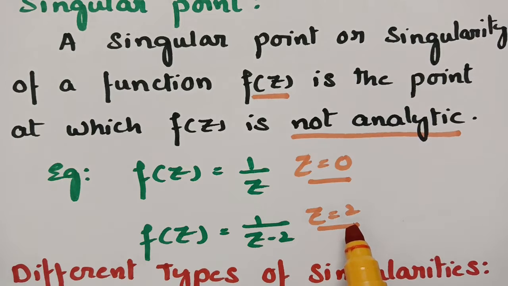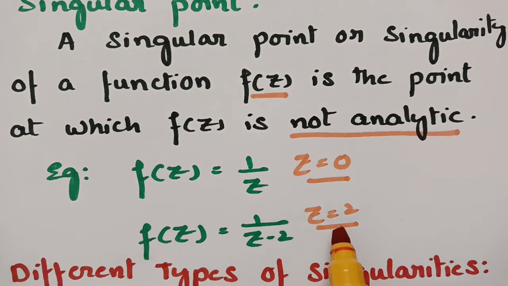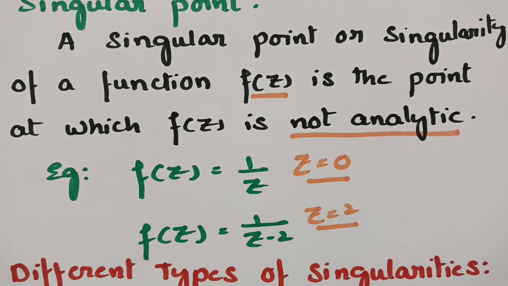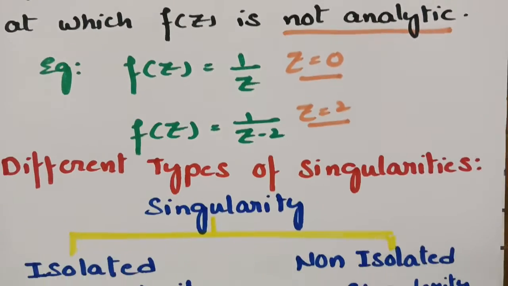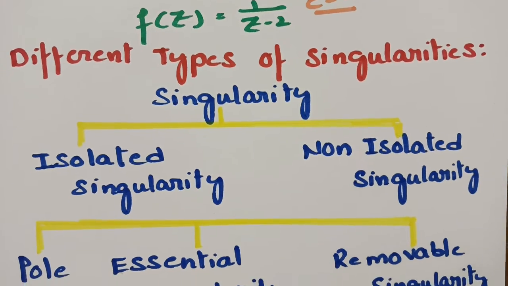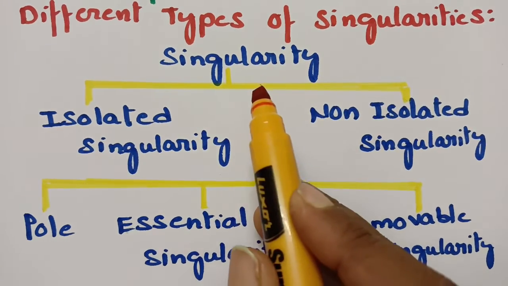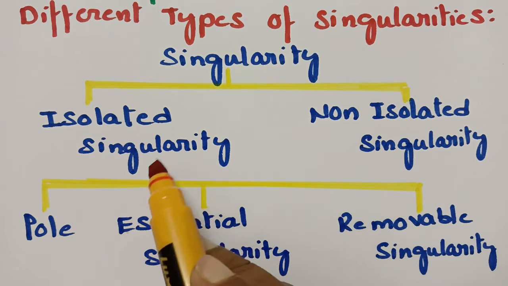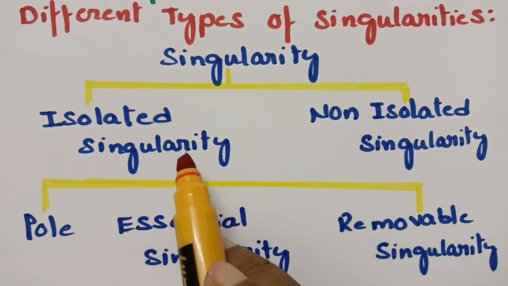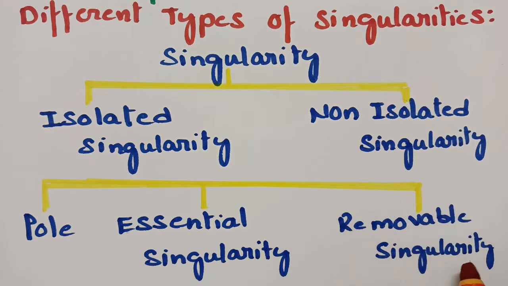So at this particular point, f of z is undefined and not analytic, and that particular point where f of z is not analytic is called a singular point. Clear? Next, after learning the singular point, there are different types of singularities. Singularities are classified as isolated singularity and non-isolated singularity, and further, isolated singularity is classified as pole, essential singularity, and removable singularity.